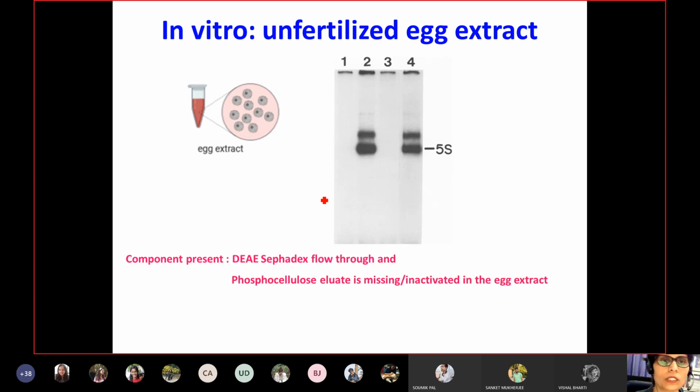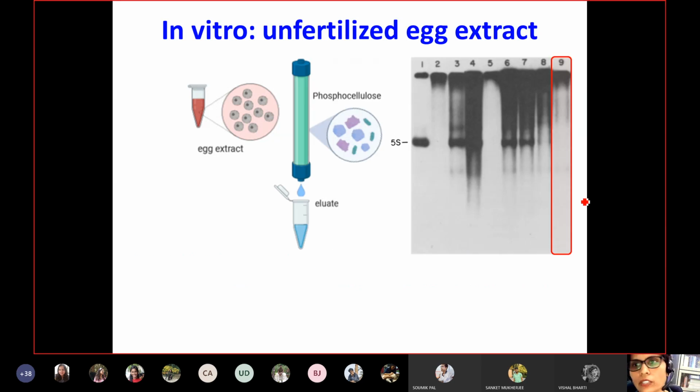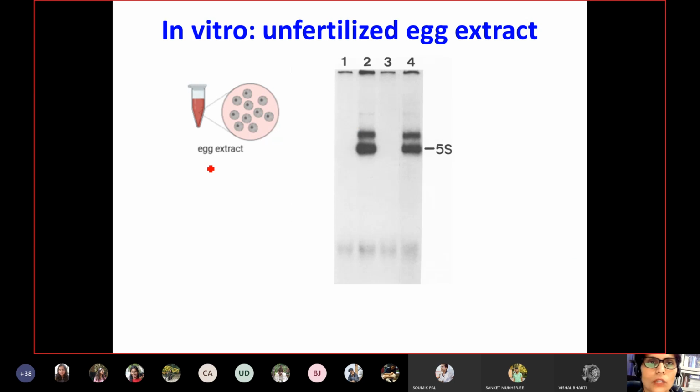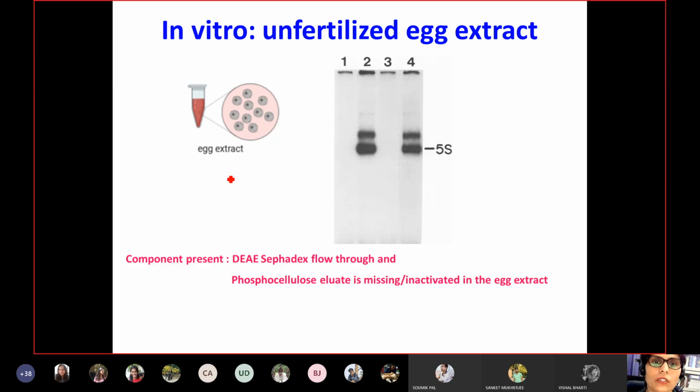And the outcome from this result, what we can predict, is that the phosphocellulose eluate contains something missing in the unfertilized egg extract. So it has the RNA polymerase, but it does not have some of the transcription factors that are already present in the cellulase extract. So for example, in this eluate, something is there which is not present in the extract. Therefore, it is either missing or inactive in the unfertilized egg extract. So the next job for them was to isolate this fraction.